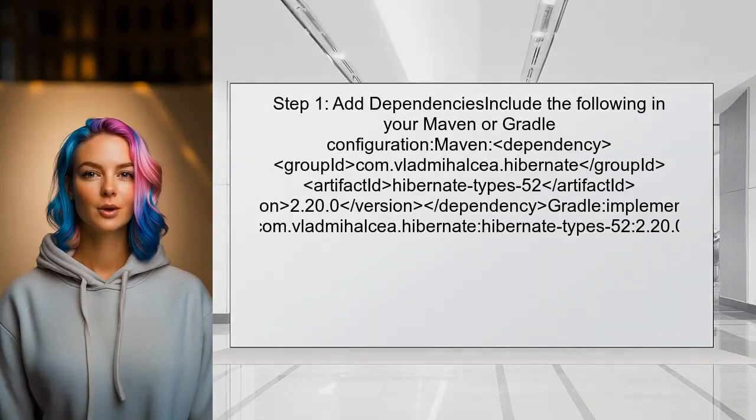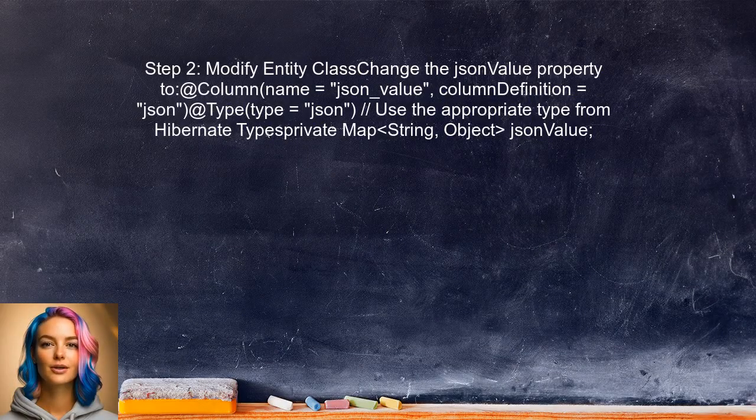To map a MySQL JSON column to a Java entity property using JPA and Hibernate, the user should start by ensuring they have the correct dependencies in their project. Specifically, they need to include the Hibernate types library. Next, the user should modify their entity class to use the correct type for the JSON column. Instead of using JSON array, they can use a map or a custom class to represent the JSON structure.